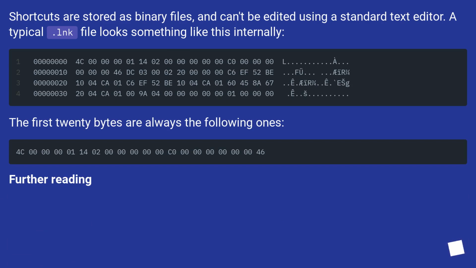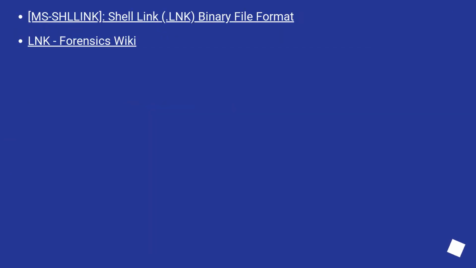Shortcuts are stored as binary files, and can't be edited using a standard text editor. A typical .lnk file looks something like this internally. The first 20 bytes are always the following ones. Further reading: MS-SHLLINK, Shell Link (.LNK) Binary File Format, LNK on the Forensics Wiki.